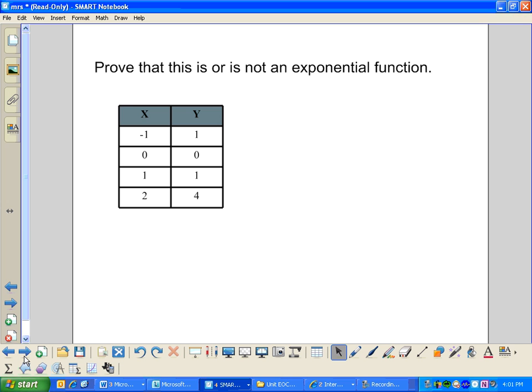Okay. Prove that this is or is not an exponential function. Same thing. See if you can do common ratio. 1 times what gives you 0? 0 times what gives you 1? 1 times what gives you 4? If it's not coming out to be a common number, then see if it's a linear or a quadratic, and write your answer here.